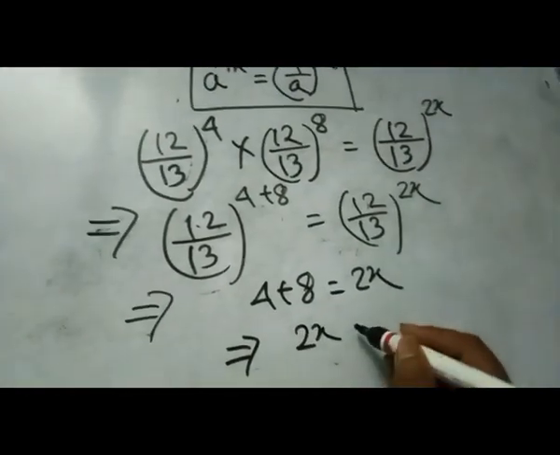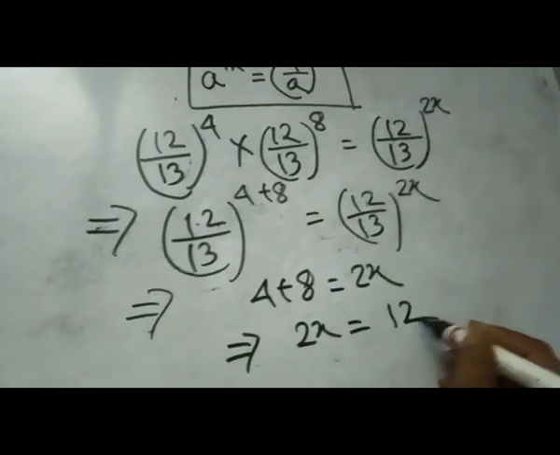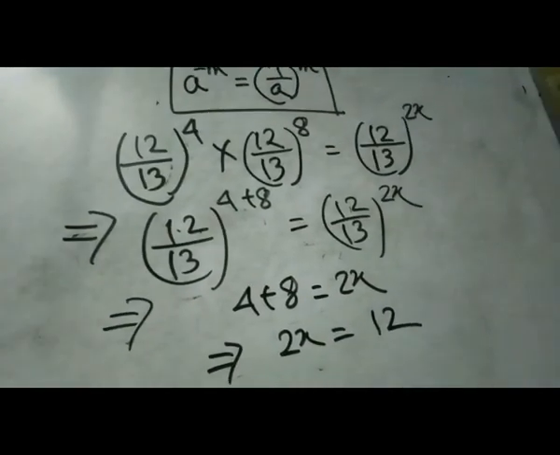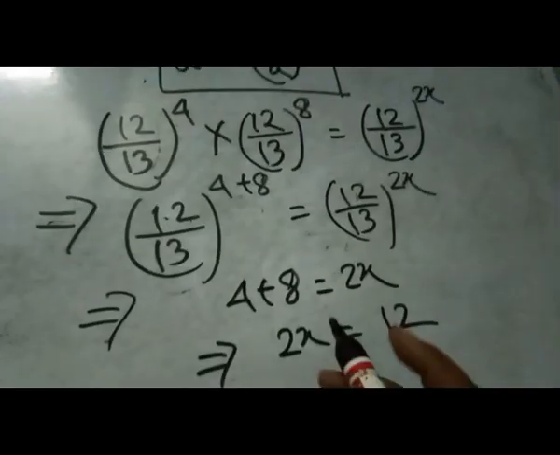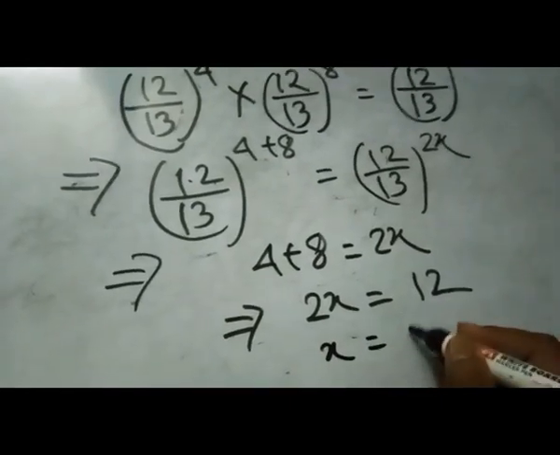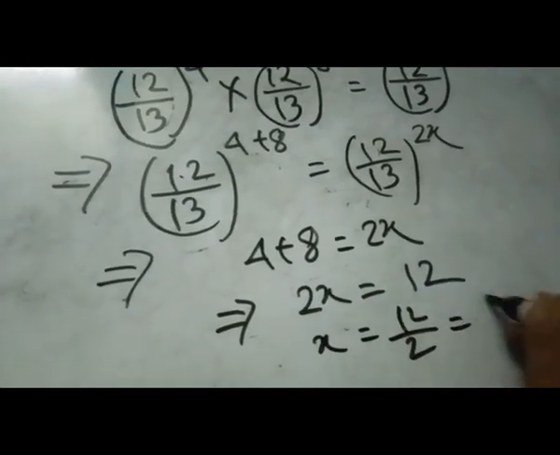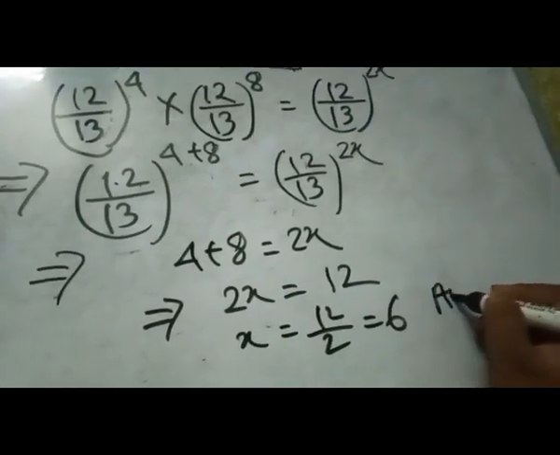In reverse way, if you write, 2x equals 12. What will be the value? The value is x equals 12 by 2, which means 6. So 6 is the answer.